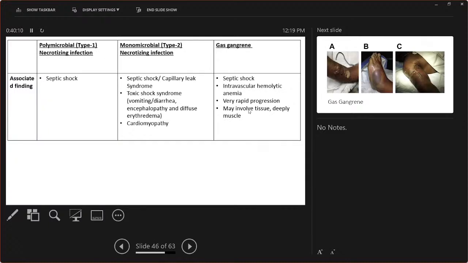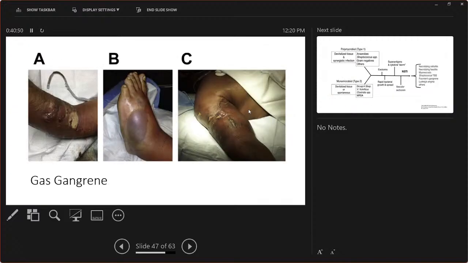This is also an important part: the associated finding of type 1 is usually septic shock. Complications of necrotizing fasciitis type 2 are toxic shock syndrome, which is associated with vomiting, diarrhea, and diffuse erythema. Many patients will come to the ED presenting with these symptoms, because sometimes the injuries cannot be easily identified. They will present with symptoms such as vomiting and diarrhea. Gas gangrene is associated with septic shock and rapid progression. This is a photo of gas gangrene.